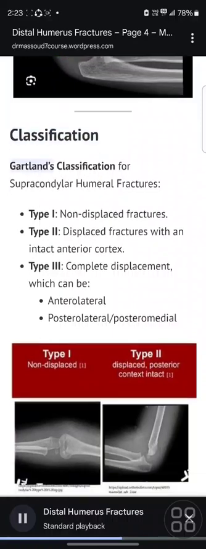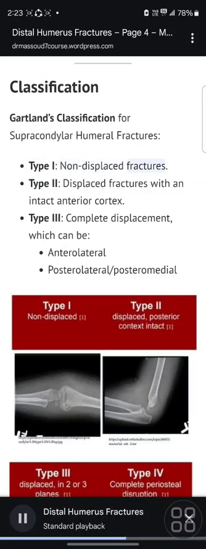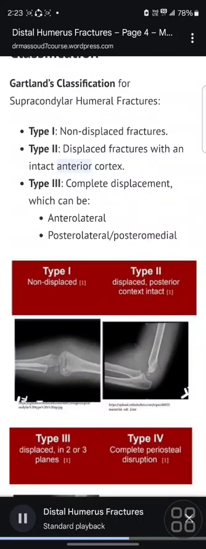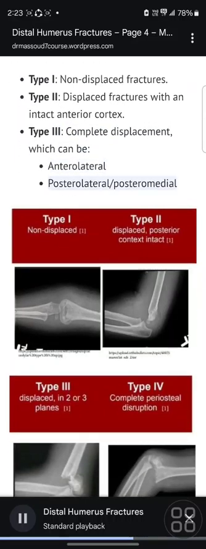Classification. Gartland's classification for supracondylar humeral fractures. Type 1. Non-displaced fractures. Type 2. Displaced fractures with an intact anterior cortex. Type 3. Complete displacement, which can be anterolateral, posterolateral, posteromedial.